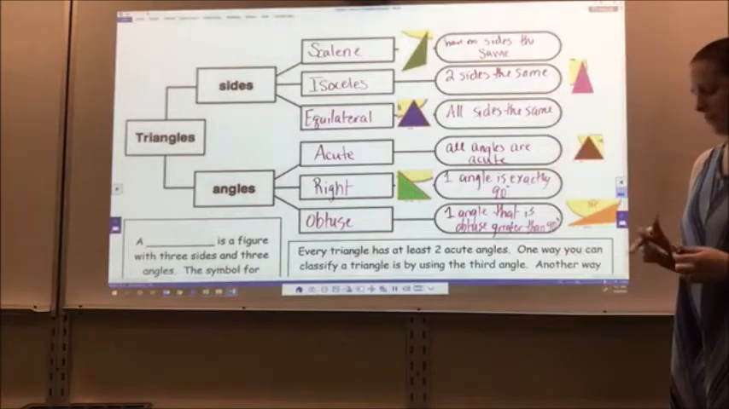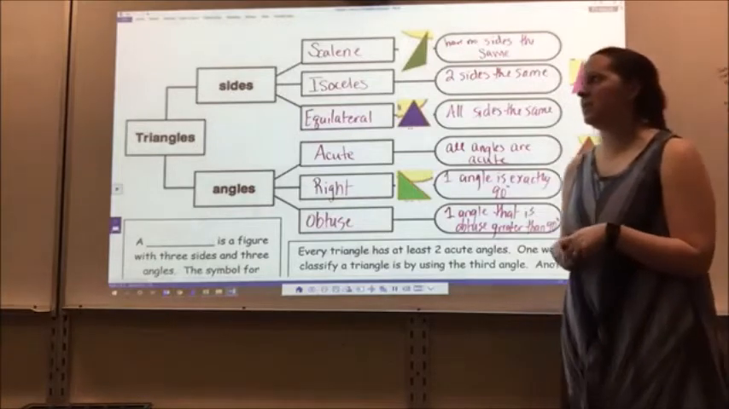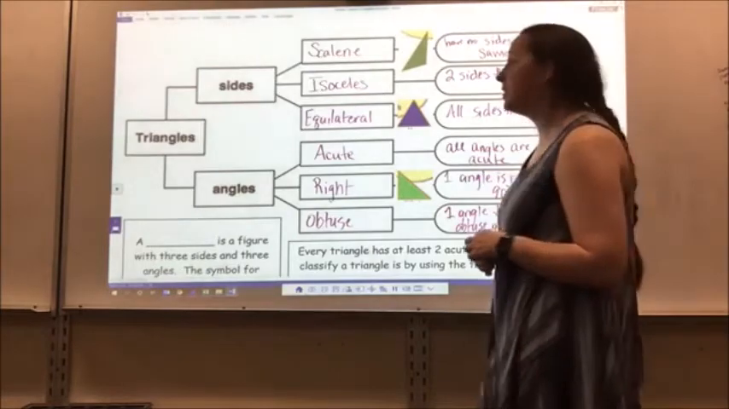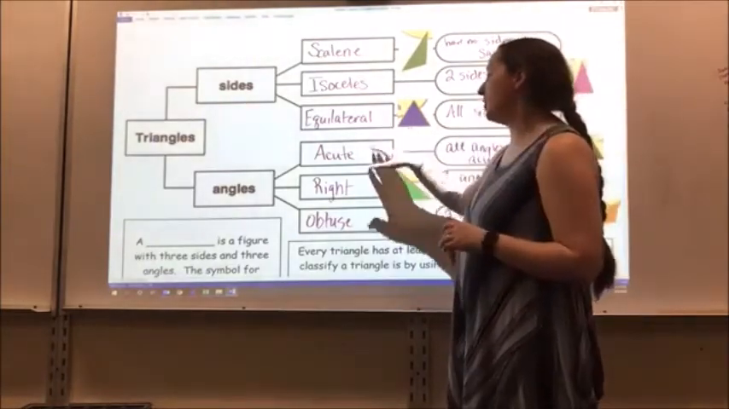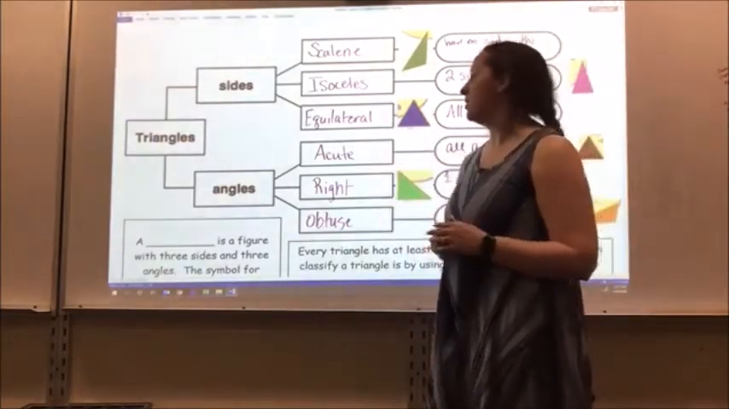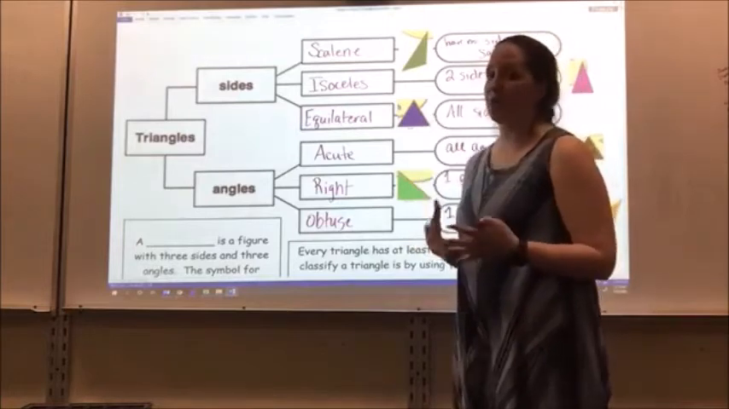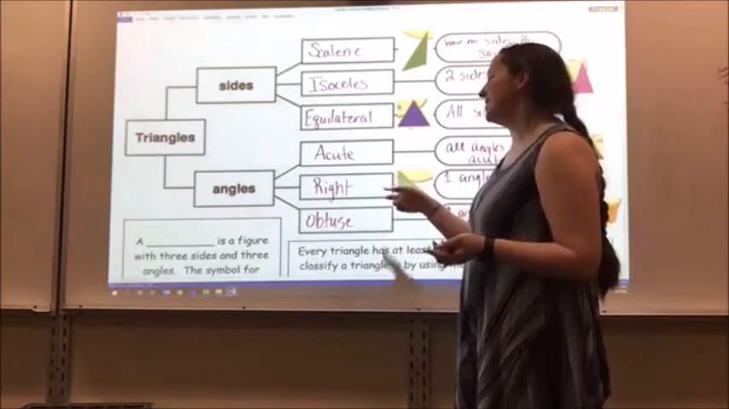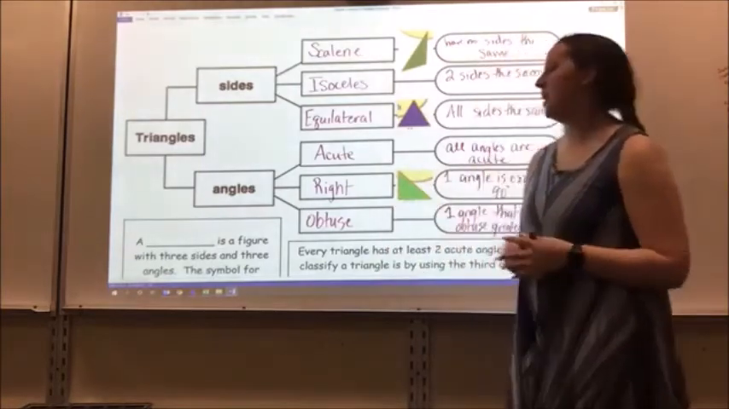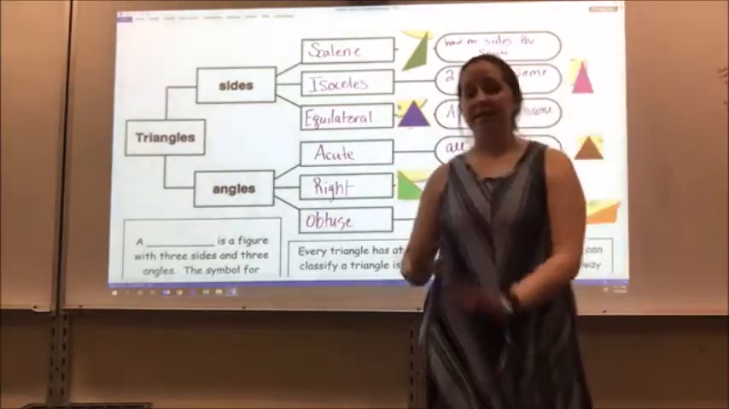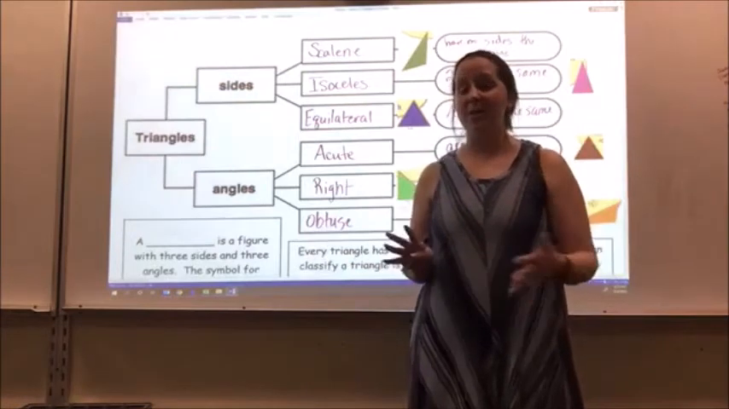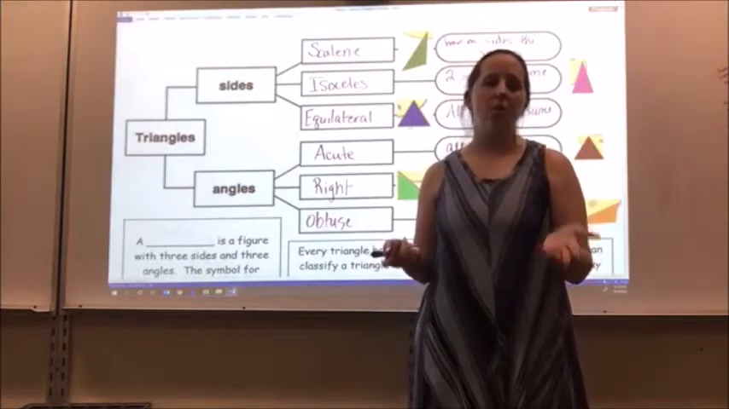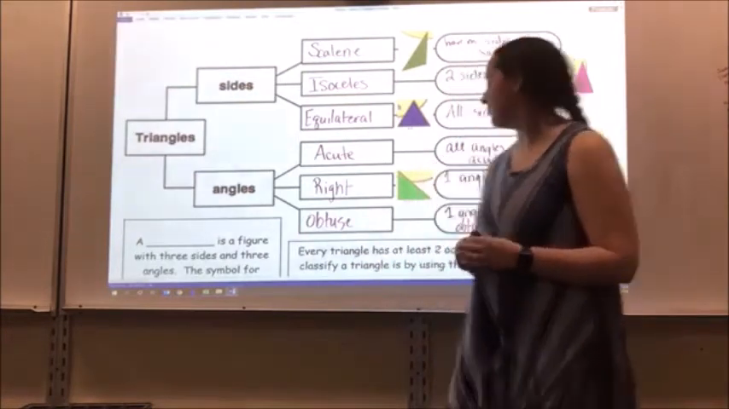A lot of times you'll see these paired with different things. Usually an equilateral is an acute triangle because all the sides and all the angles are the same. Usually an isosceles triangle is paired with right and a scalene is paired with obtuse. This is not always true. It's just normally what they're paired with.